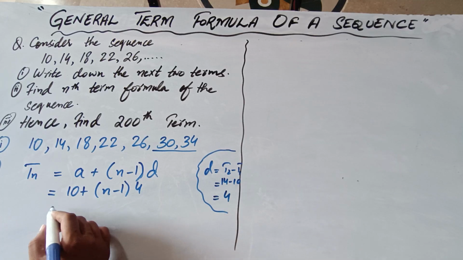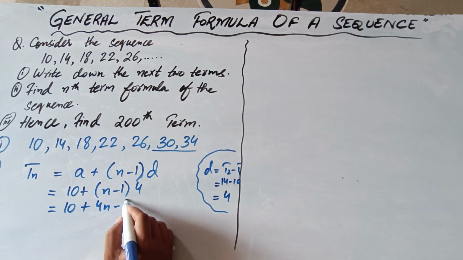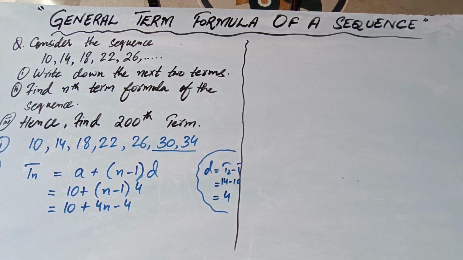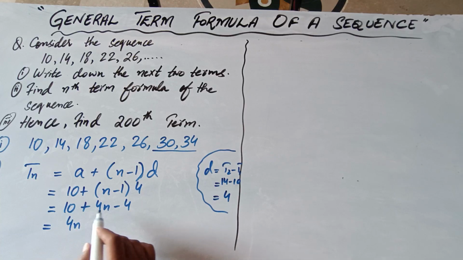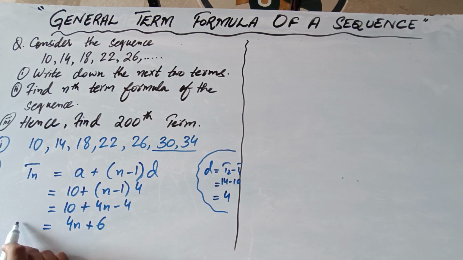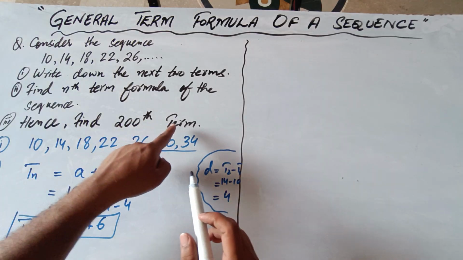Difference is 4. Now what would it give us? 4n minus 4. Now solve the like terms. Plus 10 minus 4 is plus 6. So this is the general term formula in terms of n of this particular sequence. Now they are saying, hence find out the 200th term.